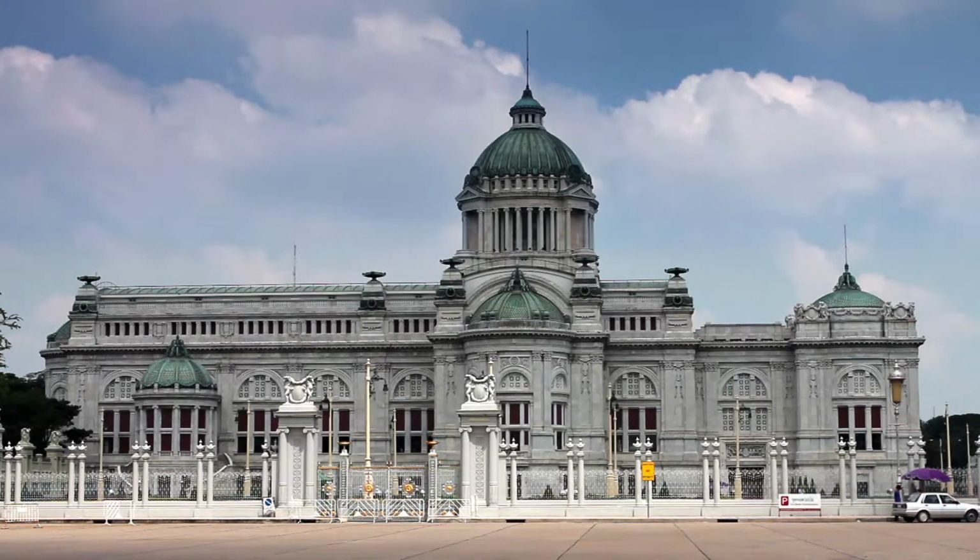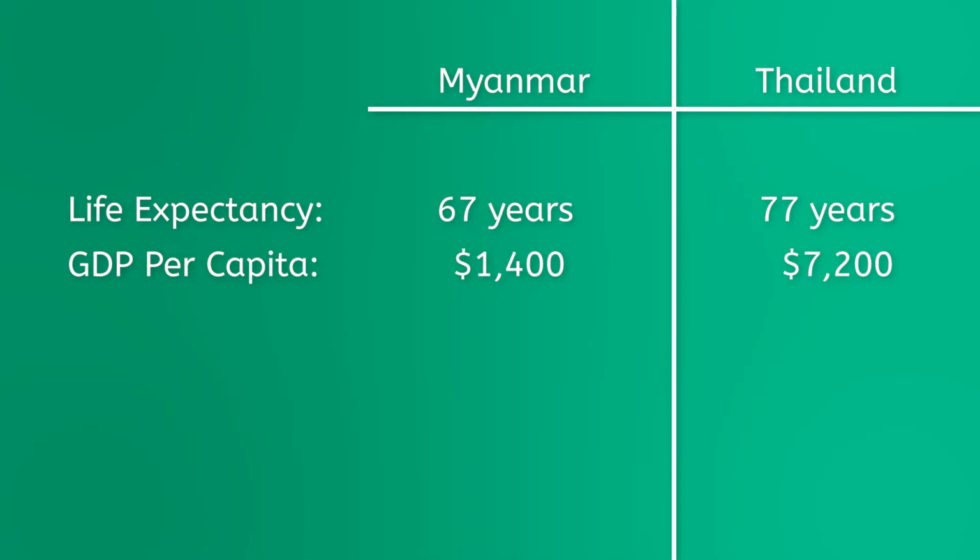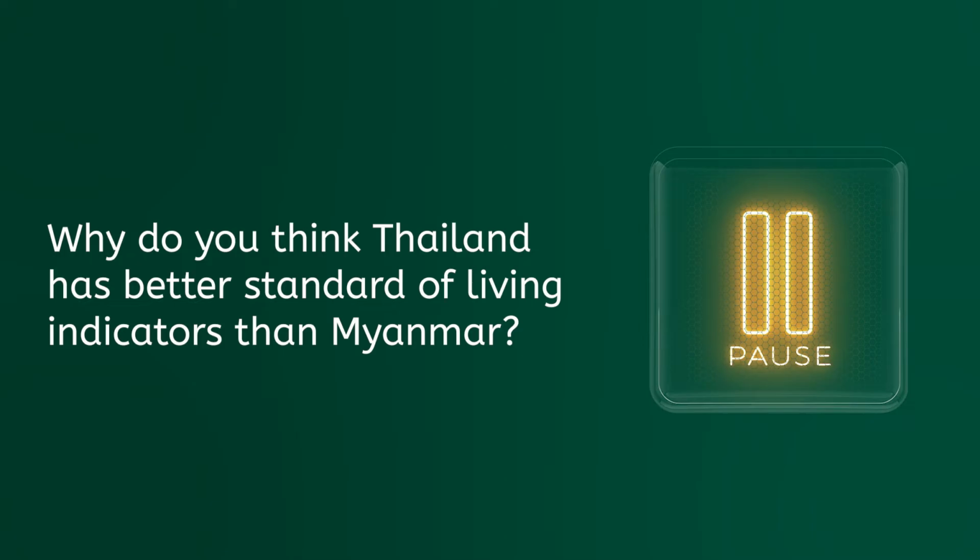for its people. Thailand has a life expectancy that is 10 years longer and a GDP per capita of $7,200, which is 5 times that of Myanmar's. Why do you think Thailand has better standard of living indicators than Myanmar? Pause the video here to jot down a response to number 3 on your lesson viewing guide.